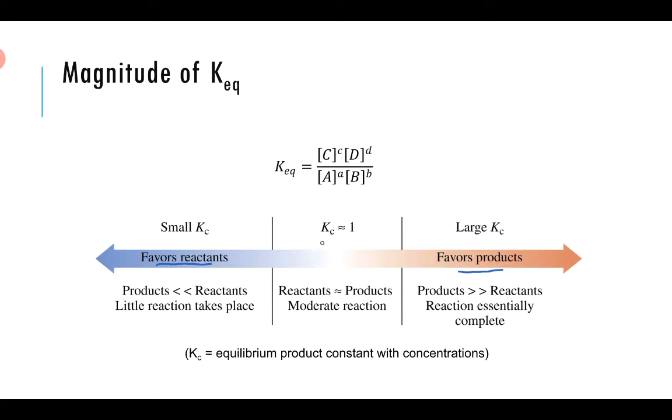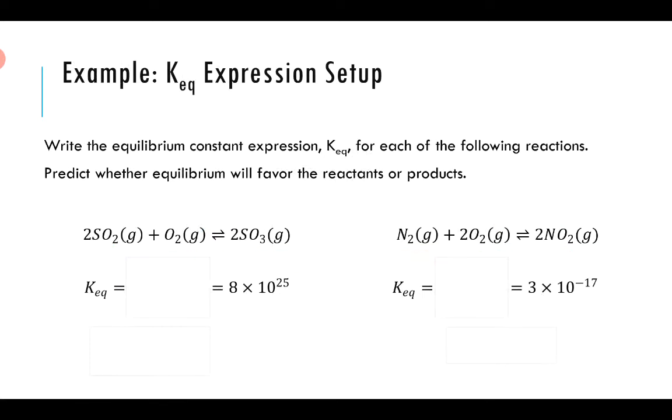And if we have approximately equal amounts of reactants and products, then our K value will be close to 1. Now you might notice that this figure has a C here after the K. We'll talk about those subscripts in a little bit.